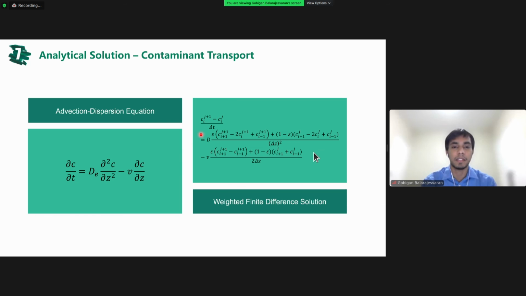Now, this is the weighted difference solution for the finite difference method, which is found from the advection dispersion equation. And over here, we have this value epsilon, which is a temporal weighting coefficient. When epsilon is 0, it is an explicit scheme. When epsilon is 0.5, it's a Crank-Nicolson time-centered scheme. And when it's 1, it's a fully implicit scheme.